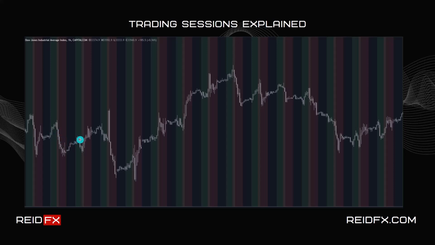And if we just look at the next day, we get a little Asian range after a move up, and then London immediately breaks it. The next day, Asian range, London breaks it. The next day, Asian range, London breaks it, and on it goes.